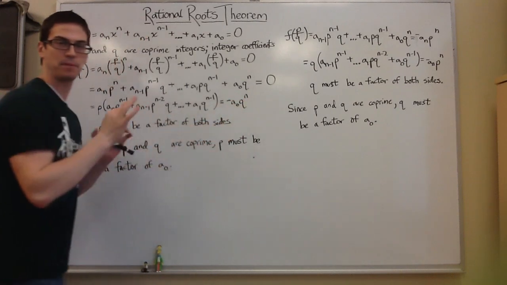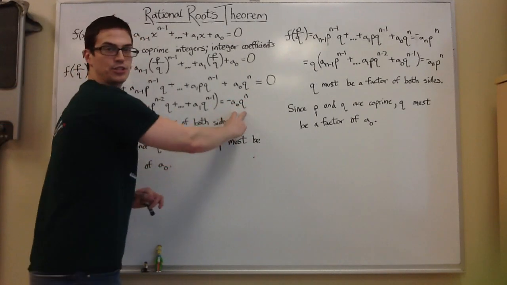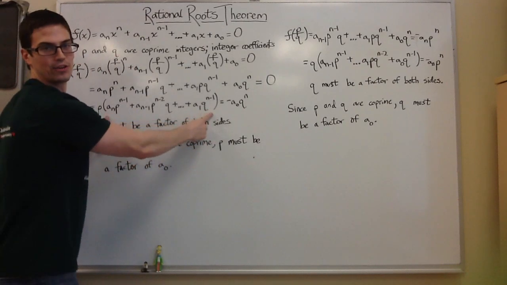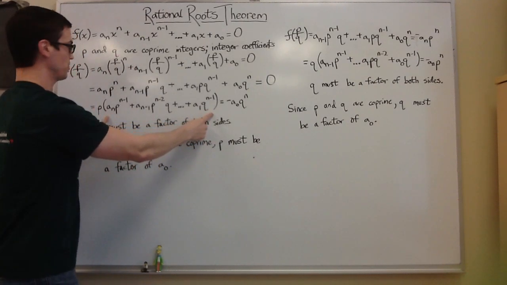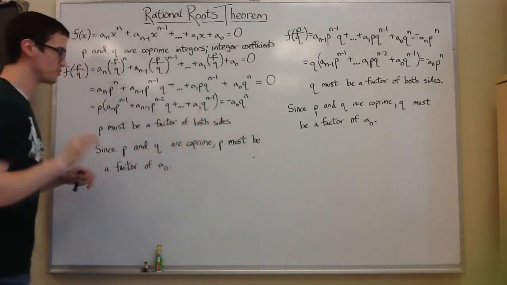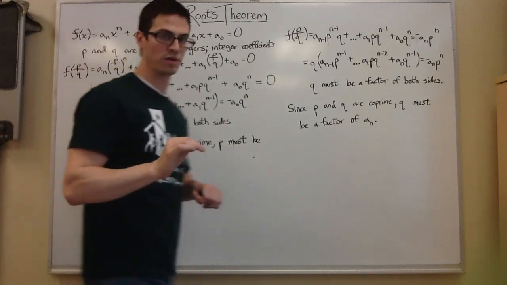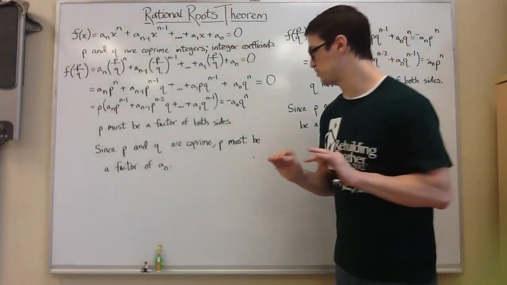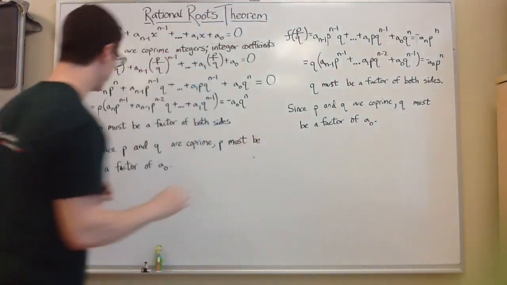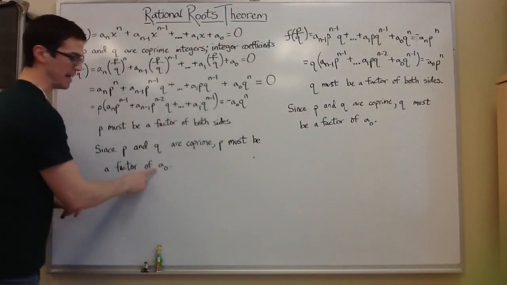This has to be an integer on this side. It has to be a factor, because this whole thing right here is an integer. So this has to be a factor of a0. And that's really, really important to know for the rational roots theorem. If that wasn't the case, this wouldn't work. So far we've proven that p must be a factor of a0.